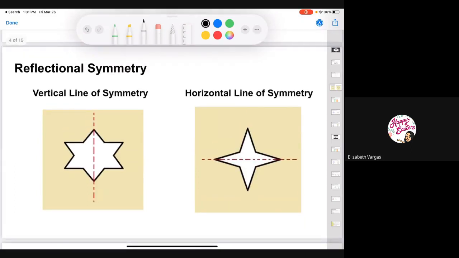We have two types of lines of symmetry when it comes to reflectional symmetry. We have vertical symmetry and horizontal symmetry. Vertical symmetry just runs up and down, and horizontal symmetry runs left and right. And so some figures will have both horizontal and vertical symmetry. Some will have only vertical, some will only have horizontal, but that's useful to know about the different types of symmetry that you might encounter.